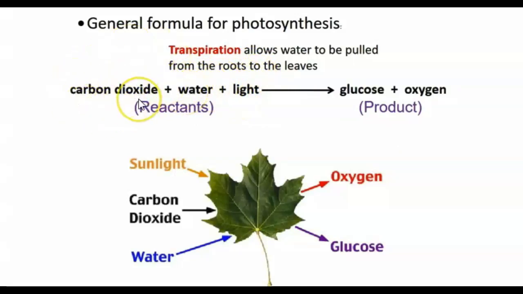Plants and trees also breathe, except they don't breathe in oxygen like we do. They actually breathe in carbon dioxide. They would produce, in this process of photosynthesis, glucose, which is our form of energy here, and oxygen. So again, plants are going to breathe in carbon dioxide and exhale oxygen, opposite of us.